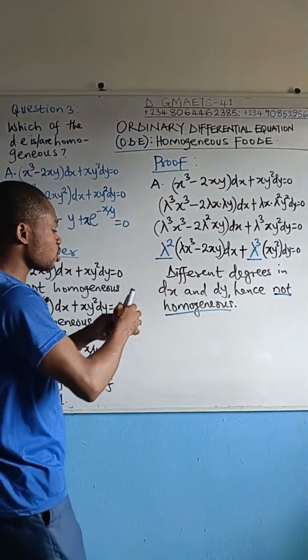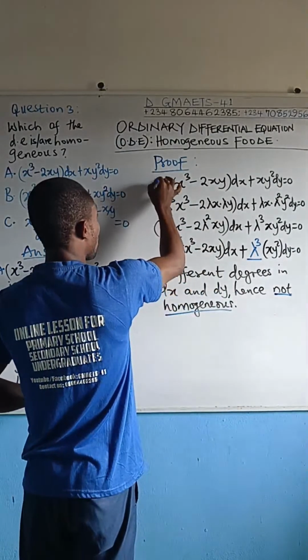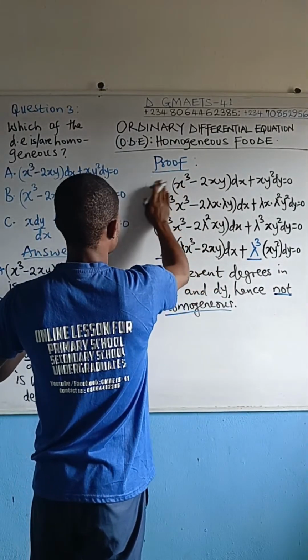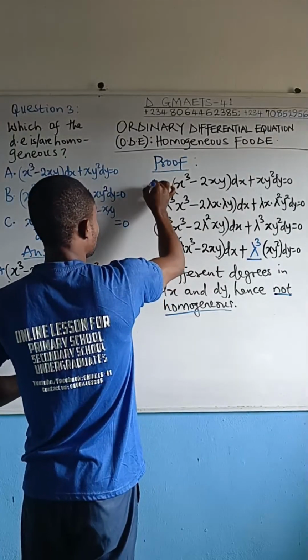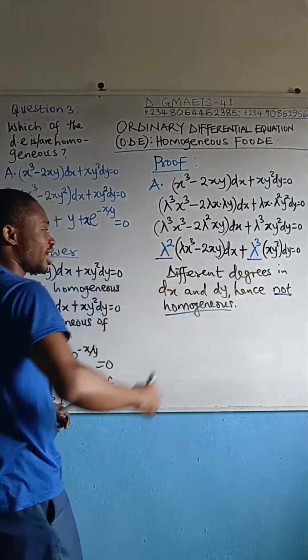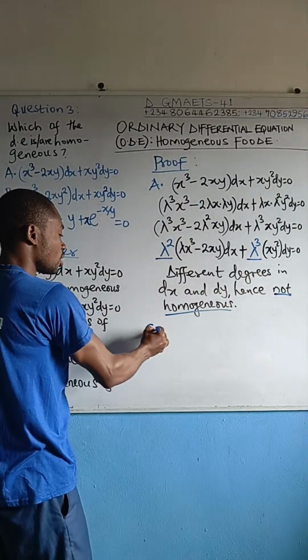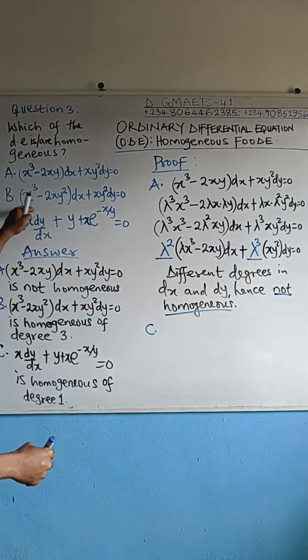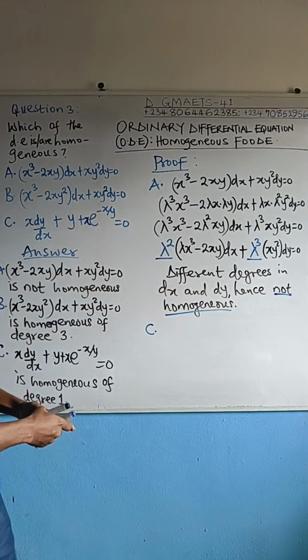All right, so let us look at C. You can work on B yourself, okay? This is A, proven already that it is not homogeneous. So I'm going to jump to C. We've done a lot of things on that in question 1 and 2 already.